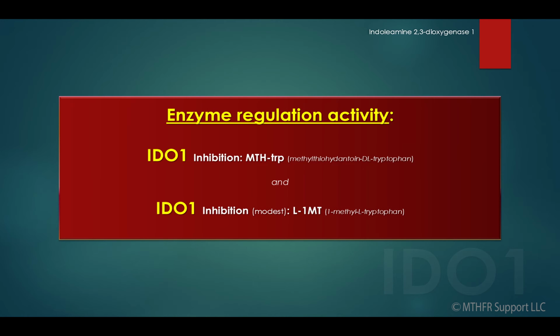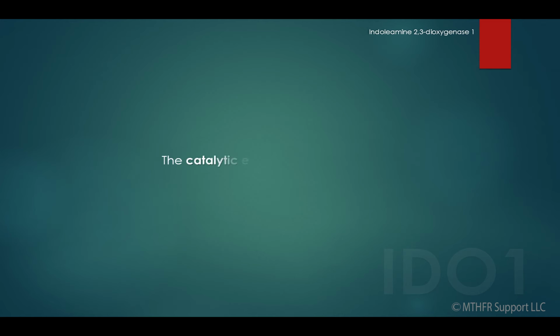The enzyme regulation activity for IDO1 is inhibited by MTH-TRP, also known as methylthiohydantoin DL-tryptophan, and modestly inhibited by L1MT, also known as 1-methyl-L-tryptophan. The catalytic efficiency for L-tryptophan is 150 times higher than for D-tryptophan.